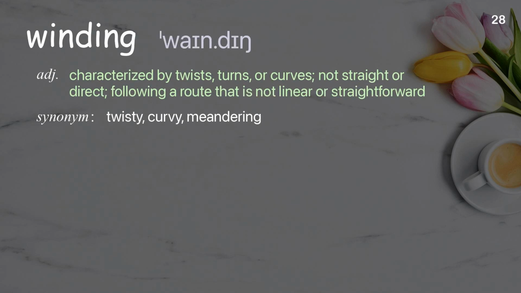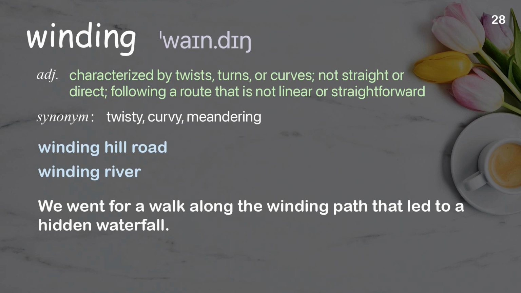Winding. Characterized by twists, turns, or curves, not straight or direct, following a route that is not linear or straightforward. Examples: Winding hill road. Winding river. We went for a walk along the winding path that led to a hidden waterfall.